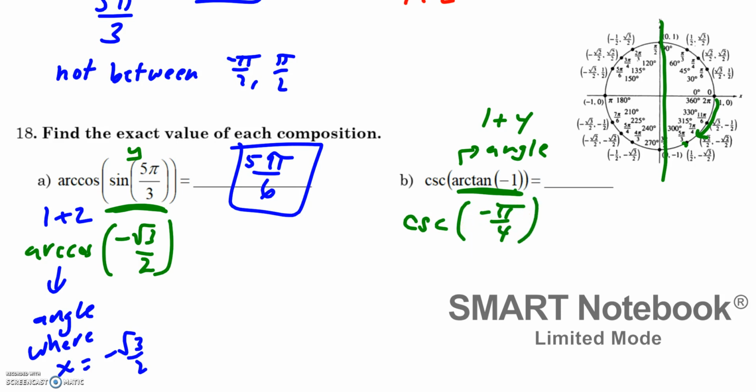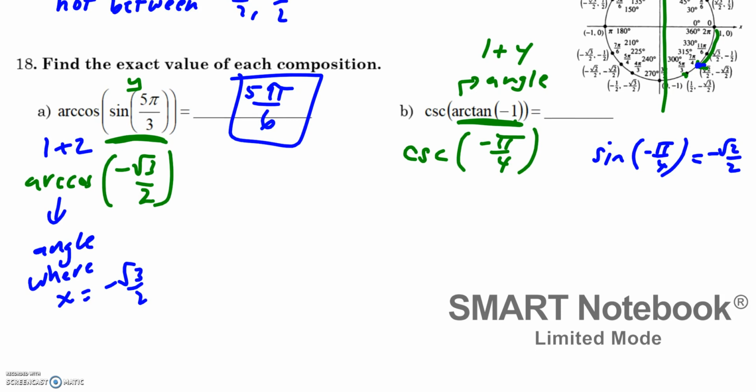So we need to find the cosecant value at negative pi over 4. So we could find the sine value first. The sine value at negative pi over 4, or the y value here, is negative root 2 over 2, which means that the cosecant value is the reciprocal, which is really negative 2 over root 2, which if rationalized is negative 2 root 2 over 2, or really negative root 2.